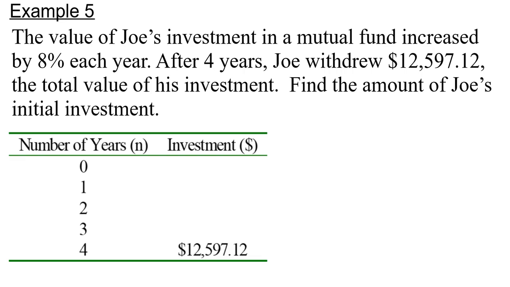So as we've been doing our problem solving all year and even years prior, you want to think about, well, what do I know about the problem? One, we know the final amount of the investment that Joe withdrew, $12,597.12, and that was invested for 4 years total. All right, so what else do we know? We also know that investment increased by 8% each year.